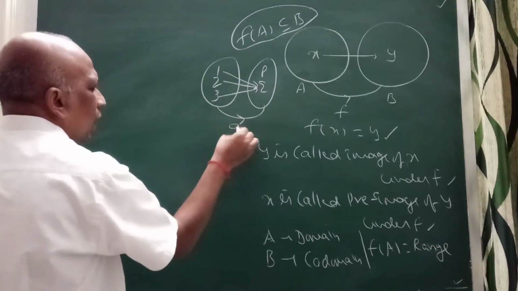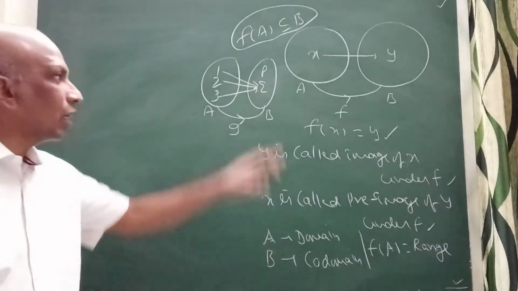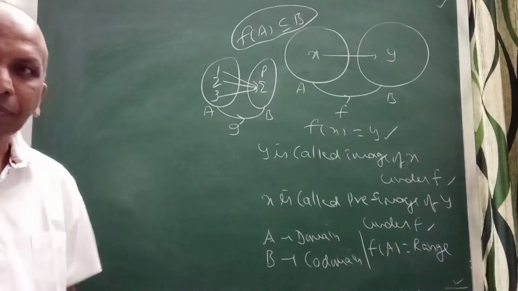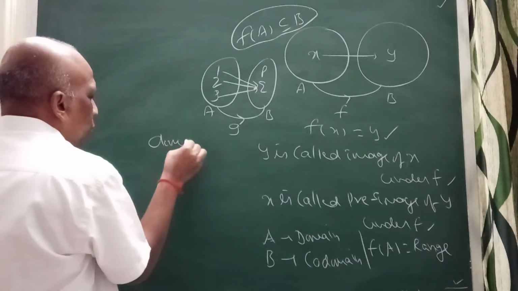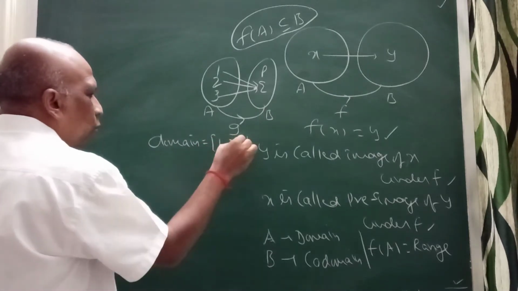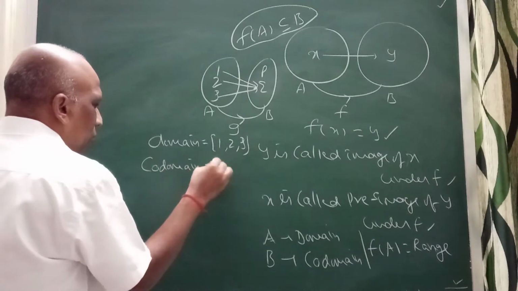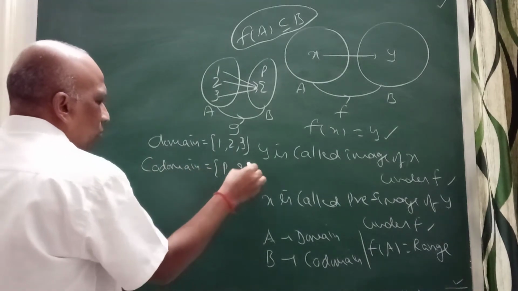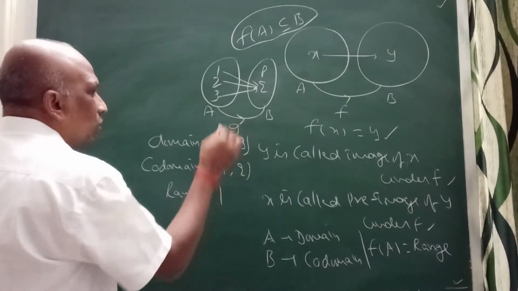This is some function I have written from A to B. See here, everything I connected with Q. It is a function. What is the domain here? Set of 1, 2, 3. I can write domain equal to set of 1, 2, 3. And codomain is equal to set of P, Q, and range is equal to singleton Q.